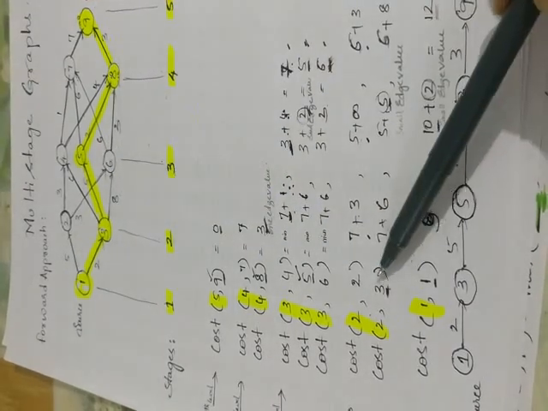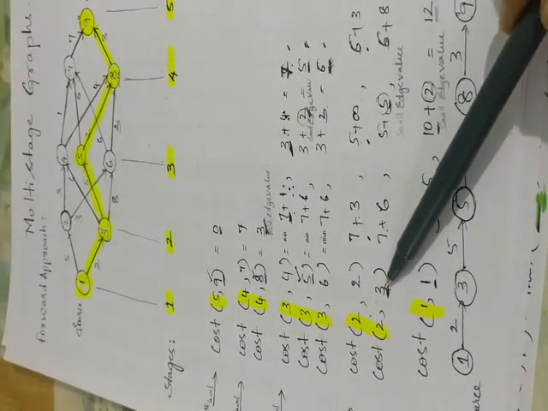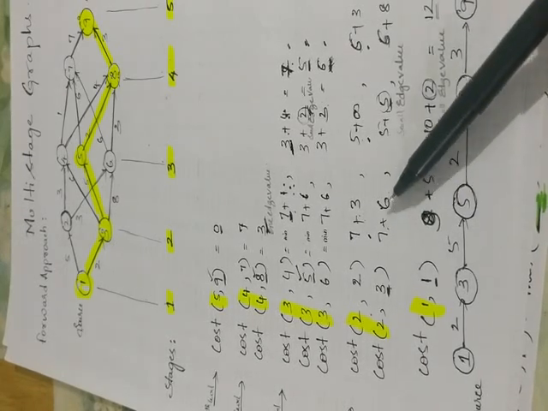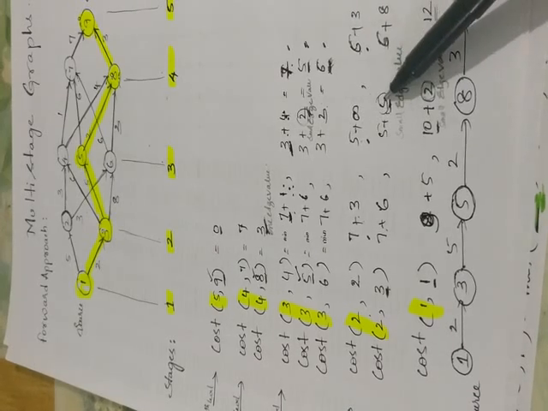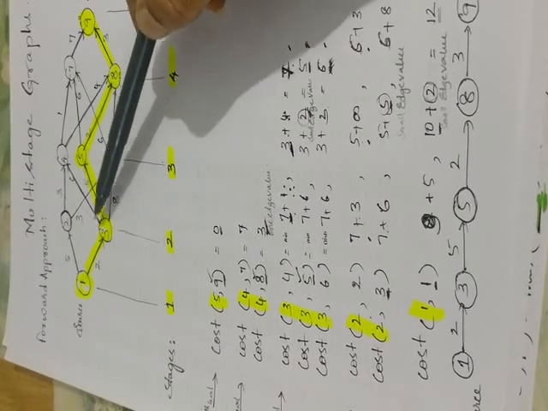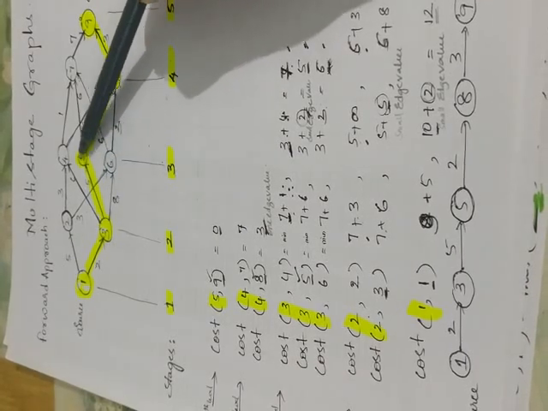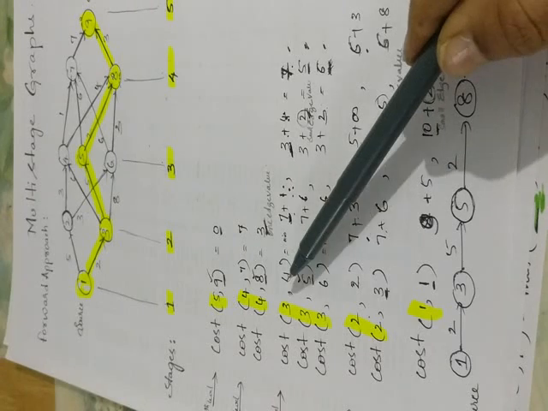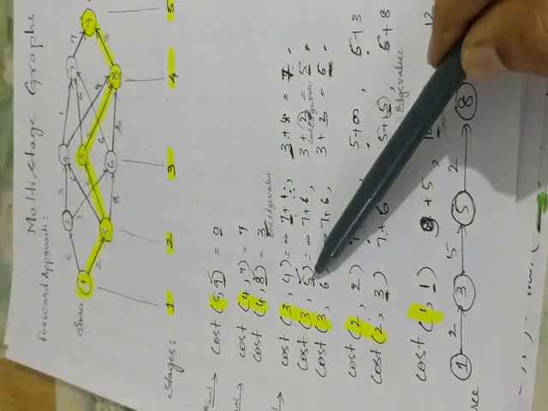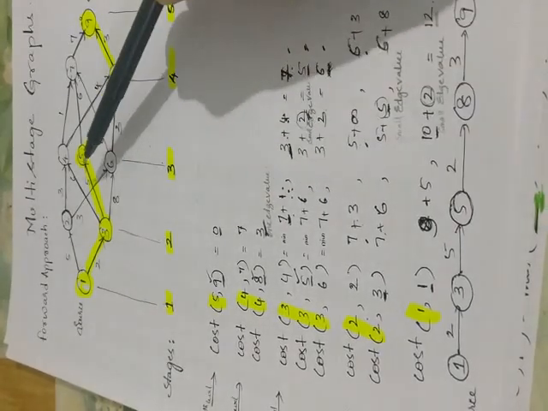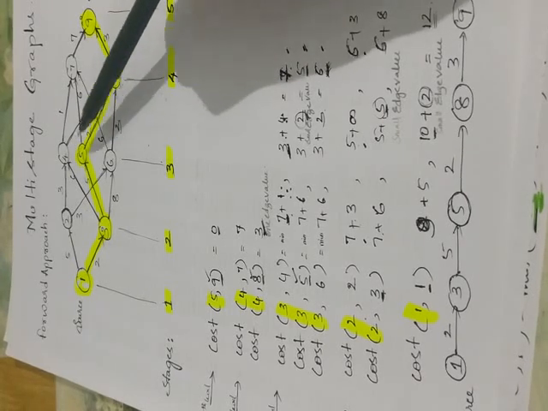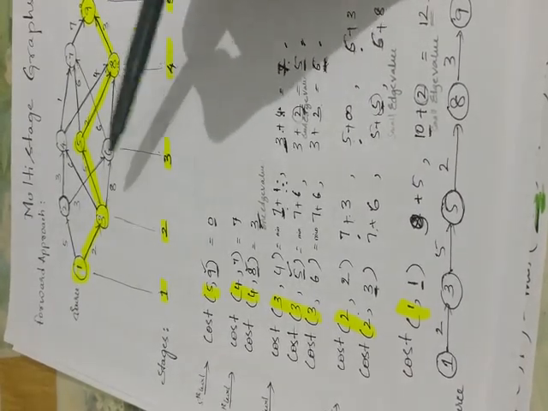And in this vertex, I have 6, 5 and 8. Which is the smallest edge value? That is 5. Choosing the smallest value, where will I reach? So 6, 5 and 8. Of these 3, I have selected 5. And in this 6 and 2, 2 is the smallest. So choosing the smallest edge value, where will I reach? So 6 and 2, choosing 2, I will be reaching 8.